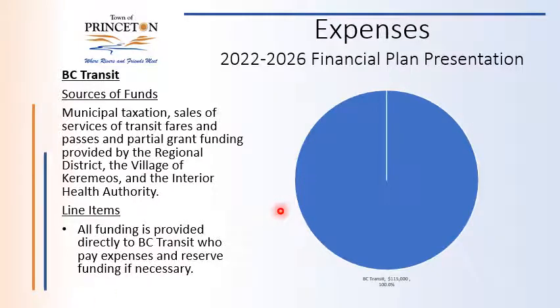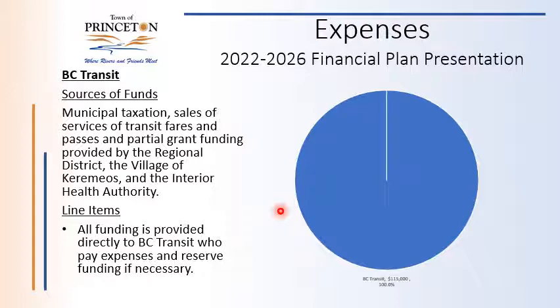BC Transit. The town of Princeton provides a paratransit service in partnership with the Princeton and District Community Services Society. BC Transit is funded by municipal taxation. It's also funded through selling of transit fares. And there are partial grants that we receive from the regional district to service rural areas of Princeton, rural districts of Keremeos, and rural districts all the way to Penticton.